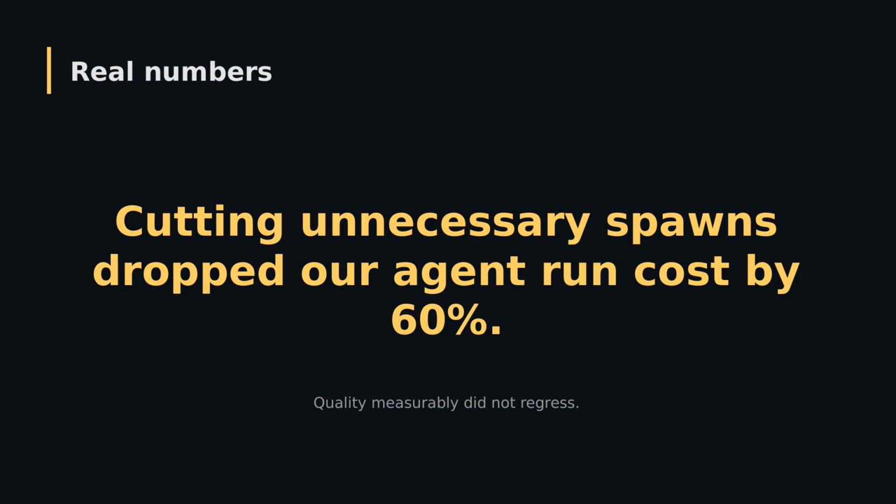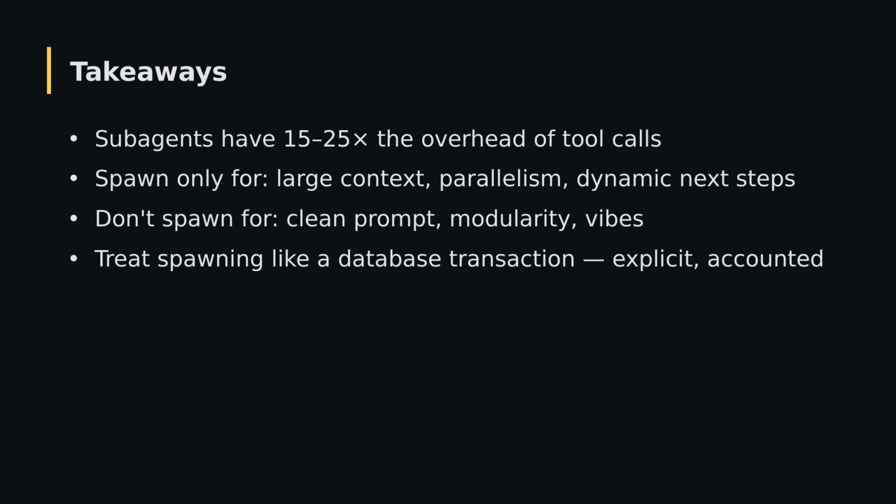Our team made this one change in February and dropped agent run cost by 60%. Quality measurably did not regress. Subagents are powerful when you actually need them and expensive when you don't. The 3 criteria, own context, parallelism, dynamic decisions, are the entire decision tree. Everything else is a tool call.